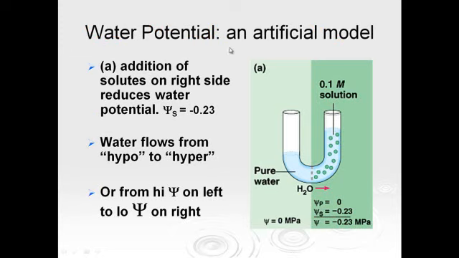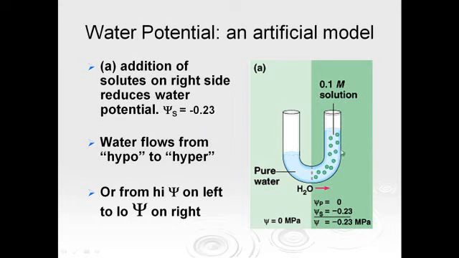Okay, we're going to look at an artificial model because it's really hard to look at a cell. You can't stick a little probe inside a cell and measure it very easily. So we'll look at an artificial model. Here's a glass tube with a membrane in the middle, pure water on one side, and a solute concentration over here, 0.1 molar solution of any solute. Could be salt, sugar, whatever.